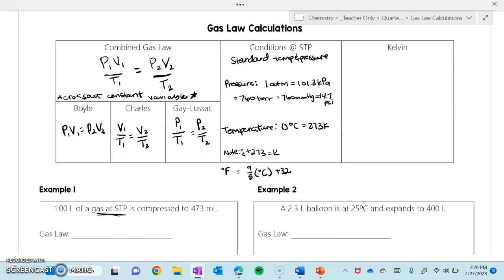The last vocab term we're going to talk about is Kelvin. And Kelvin is our absolute temperature scale. And when I say absolute, that just means 0 means absolutely 0. There is no negative value. And the Kelvin scale is measuring the heat or the movement of the particles. So when there's no more movement, that's where we're at 0.